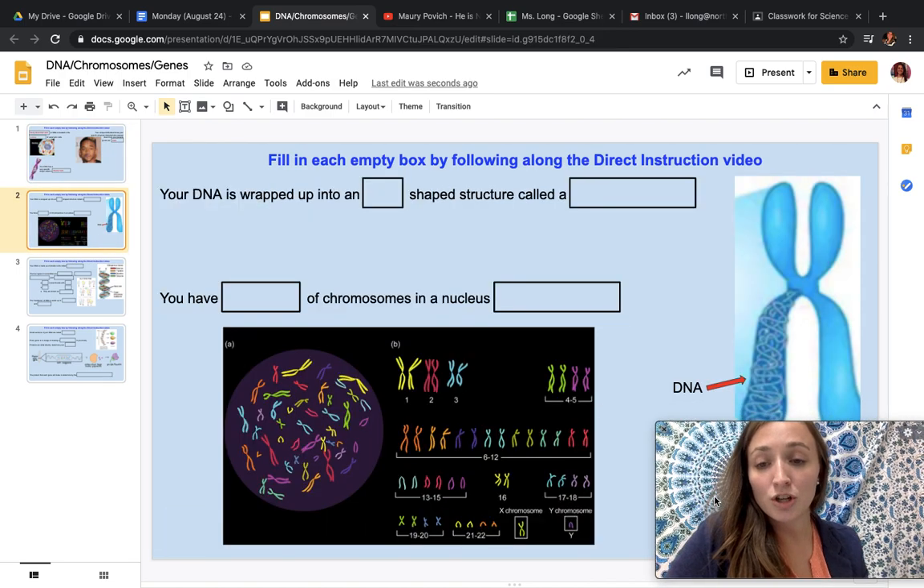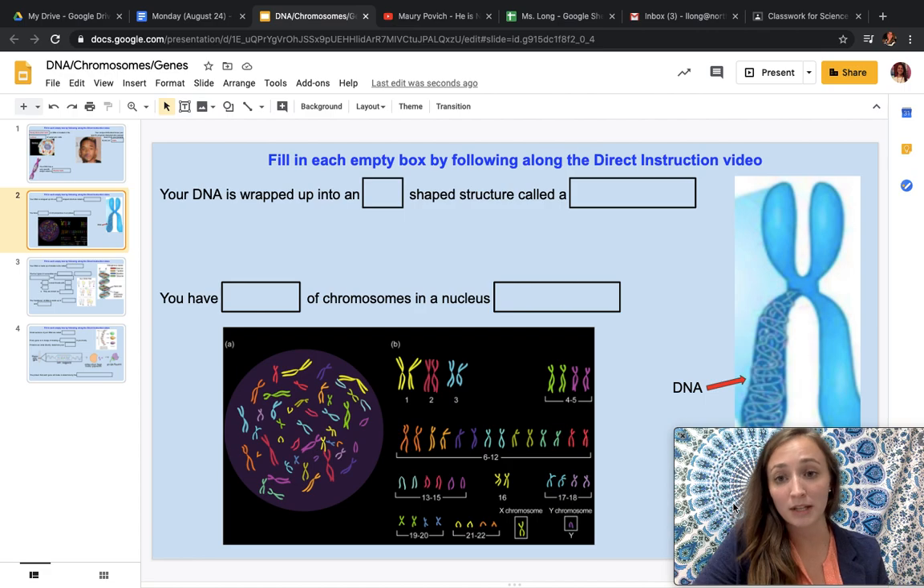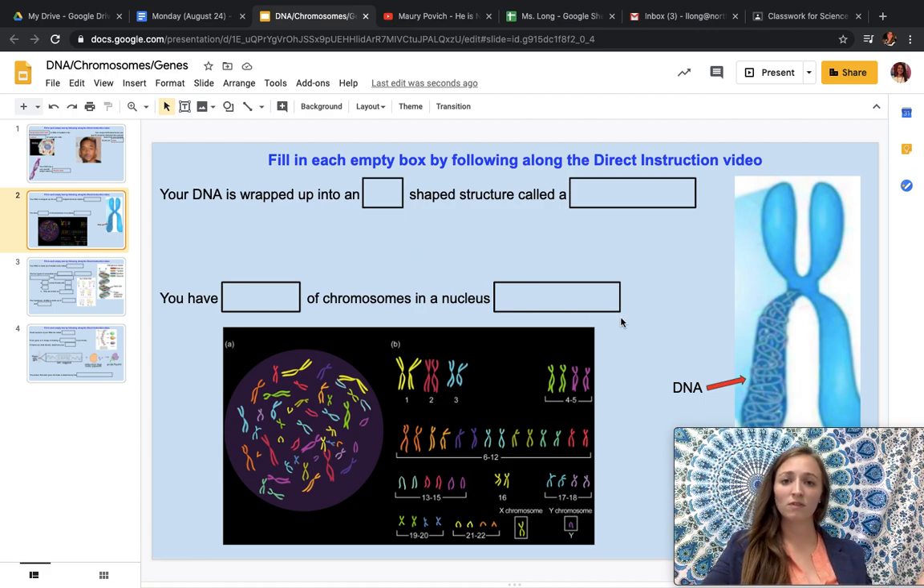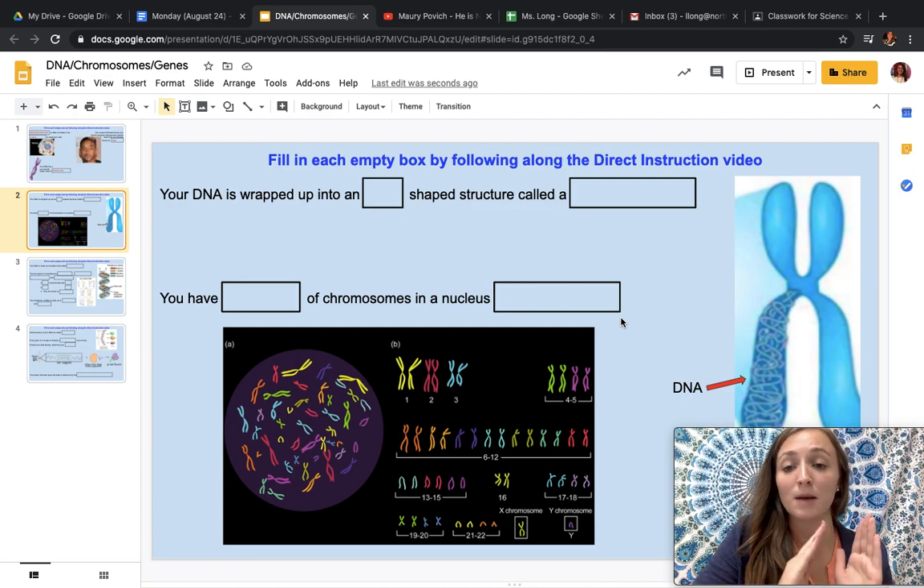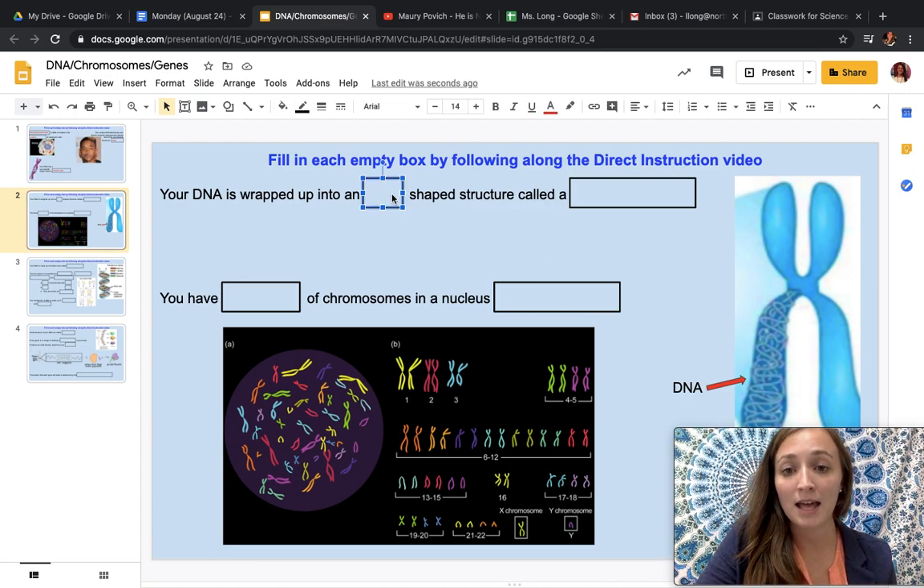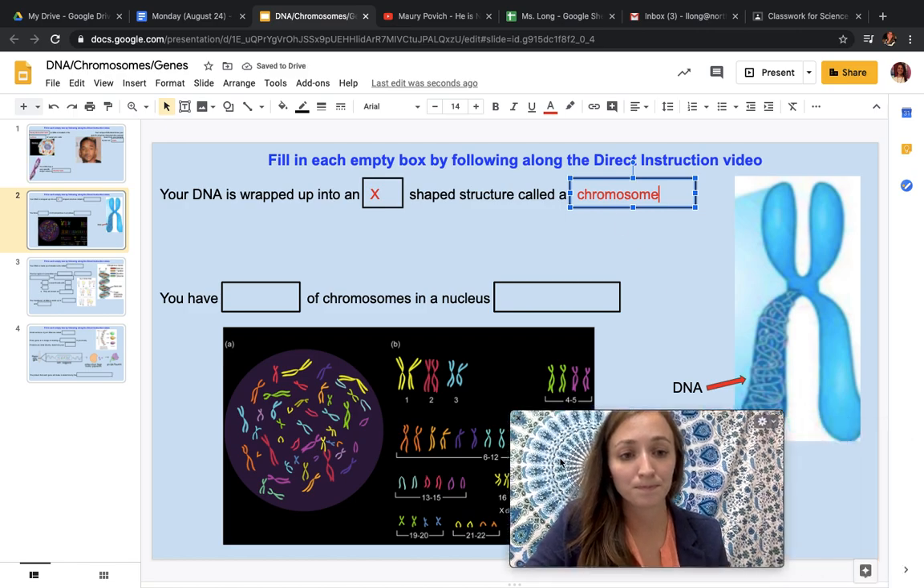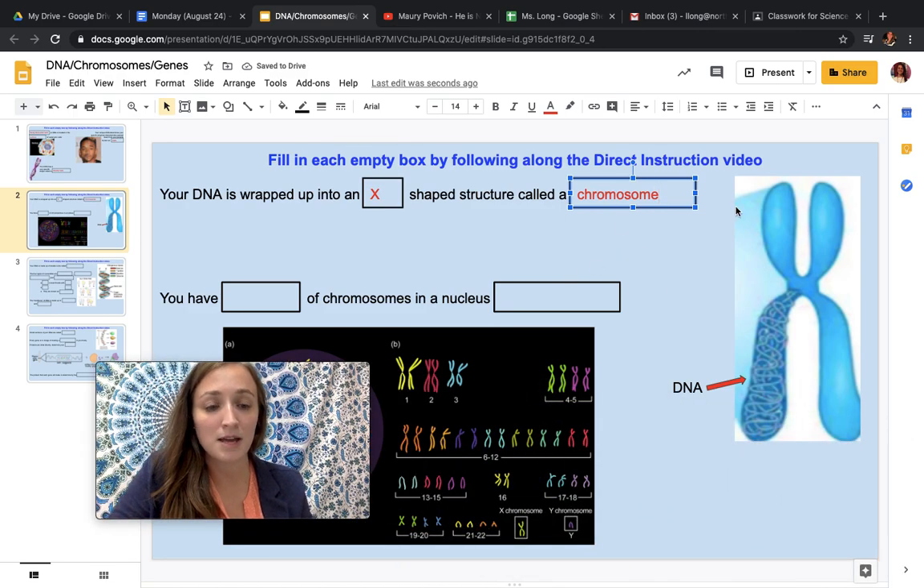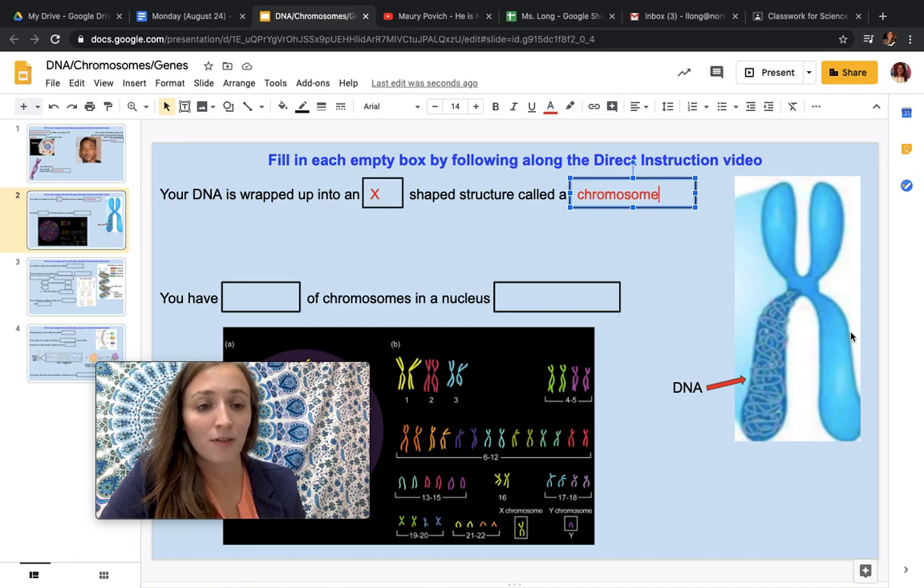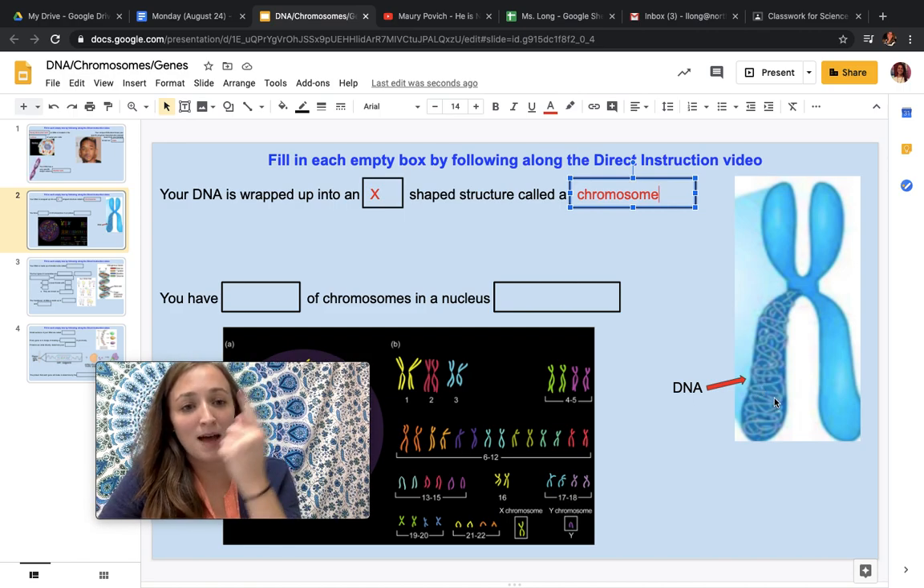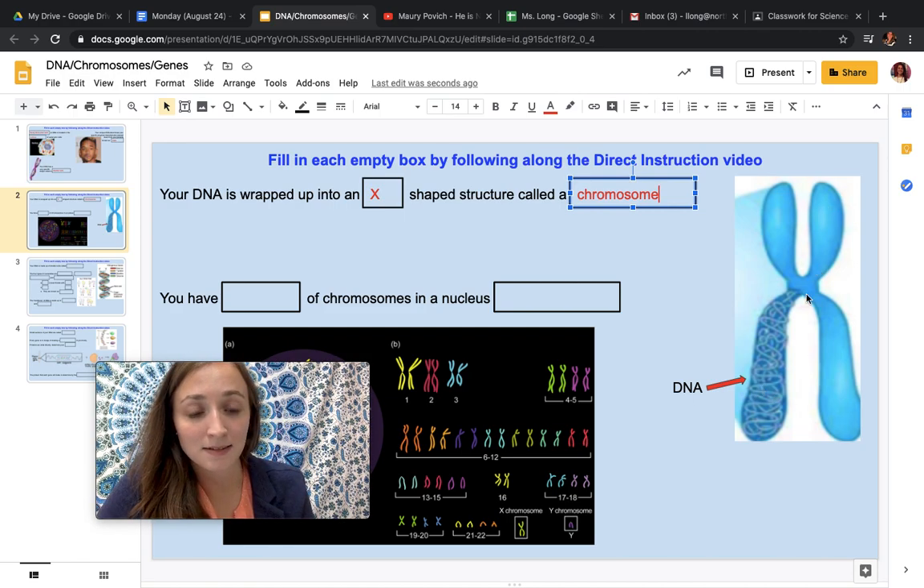So, like we said, your DNA is in your nucleus, but it isn't just flopping around all willy-nilly in there. It's in a specific shape and a specific place. So your DNA is wrapped up into an X-shaped structure called a chromosome. If you look right here, this X shape is your chromosome. What happens is your DNA, see all this little squiggly stuff? It tightly wraps up and forms this X shape.